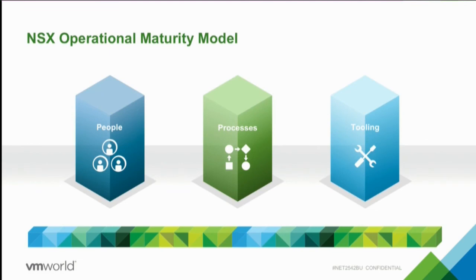All right, so with that, I'm going to introduce the operational model. We at VMware have worked with several of our customers over the last 3 years to come up with this model, what we call the NSX operational maturity model. This model really stands on 3 key elements of operationalizing NSX, which is people, processes, and tools, and I call them the 3 pillars of our operational model. So this gives you a way to think about how to operationalize NSX.